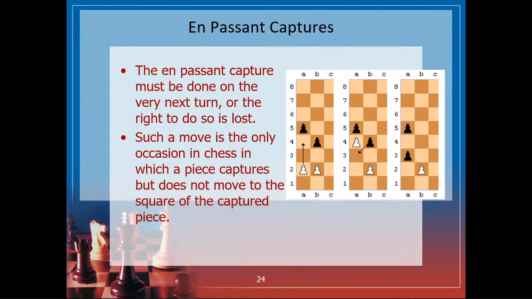Now, this goes along with your handout. Any of these special rules, I've got both of them in there. The en passant capture must be done on the very next turn, or the right to do so is lost. Such a movement is the only occasion in chess in which a piece captures but does not move to the square of the captured piece. Okay? So, I've got a little video.